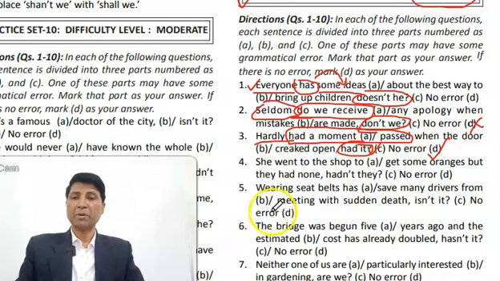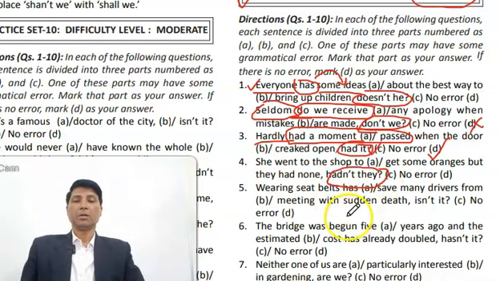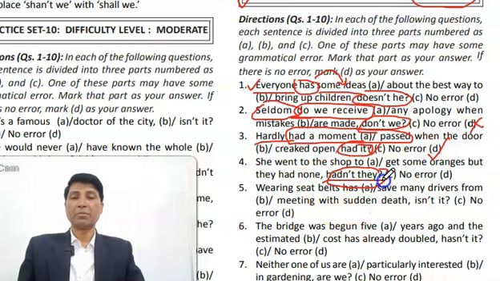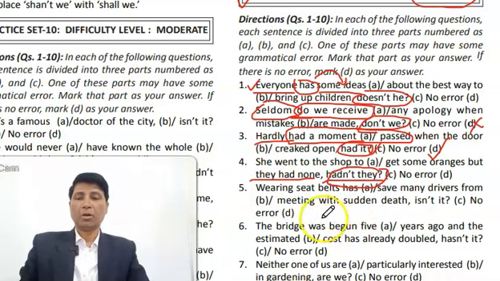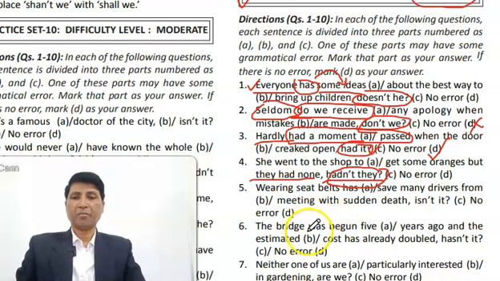Moving on to question number 4. She went to the shop to get some oranges, but they had none. Hadn't they? So here, the question tag is negative, as you can see, and the main statement is also negative. So here in place of hadn't they, it should be had they. Now let us move on to question number 5.